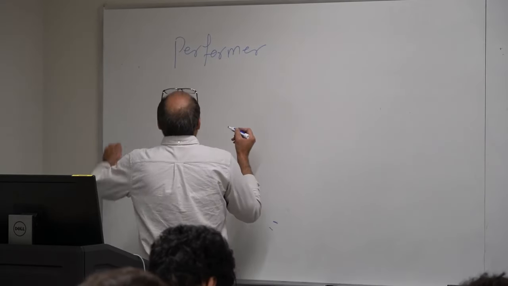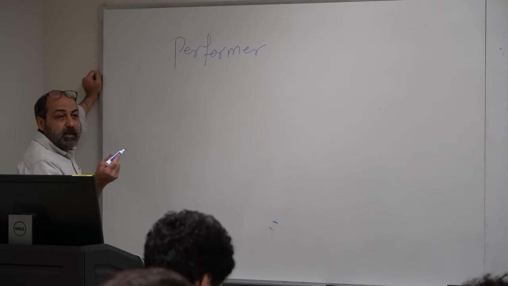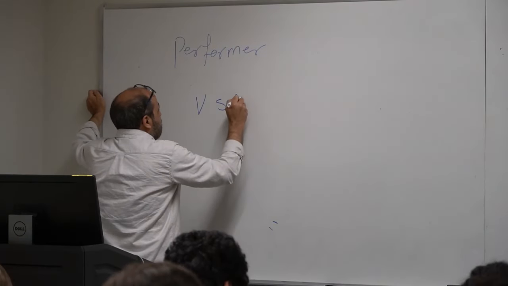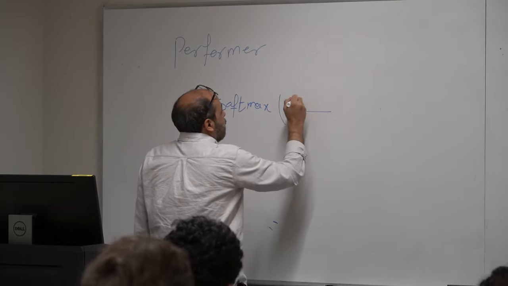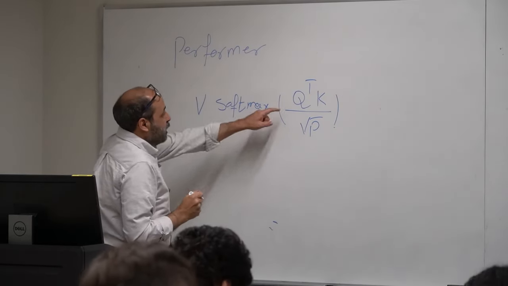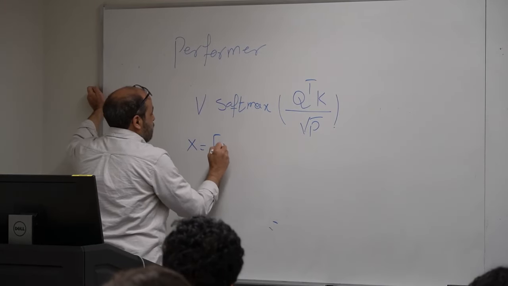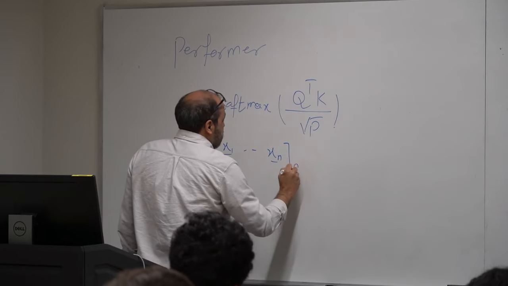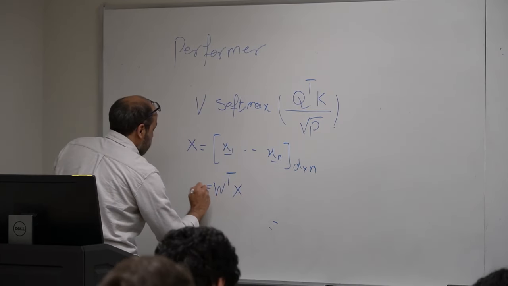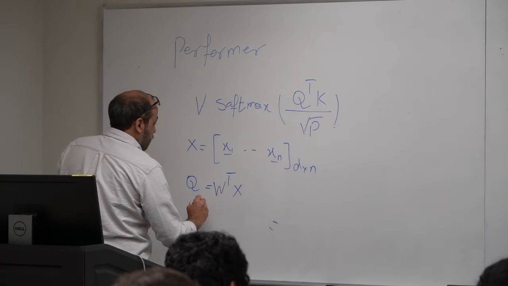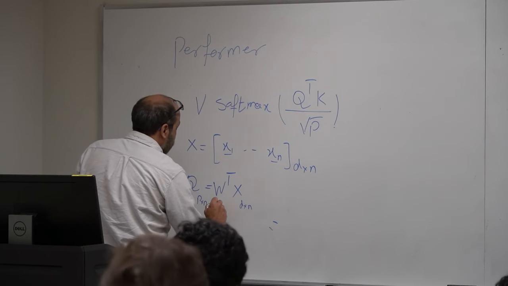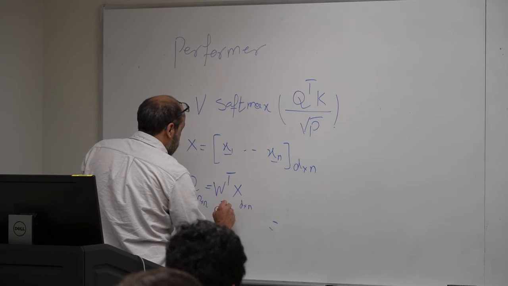If you recall, the general form of attention was V softmax of Q transpose K over the square root of P, right? Here X, which is X1 to Xn, was D by N, and then we had a transformation W which takes X and produces Q, and Q is going to be P by N. So this is D by N, then W transpose would be P by D, so W is D by P.